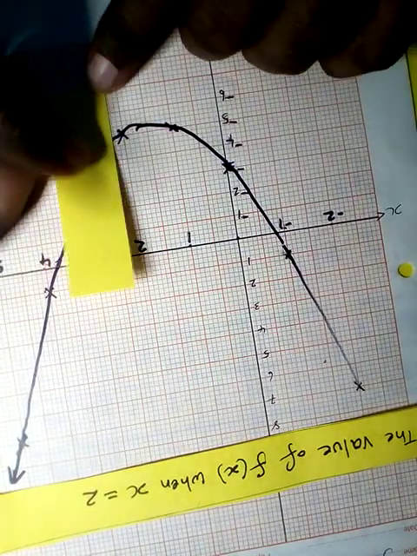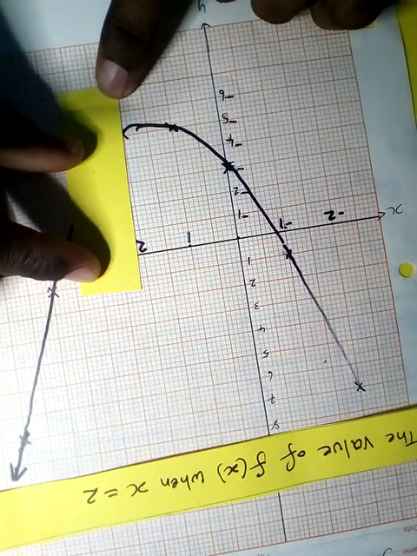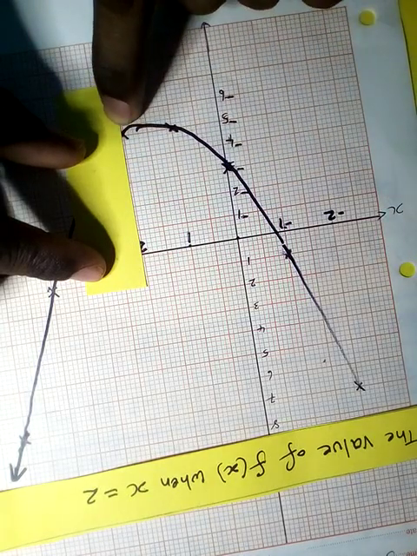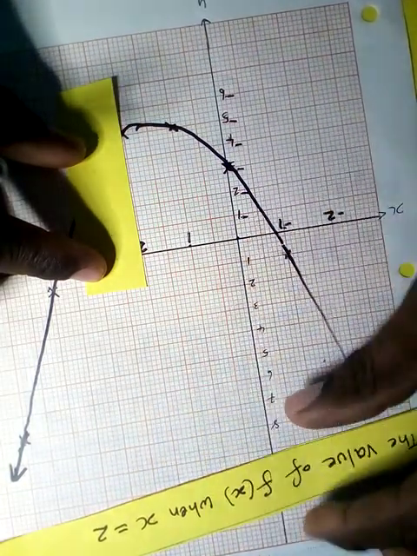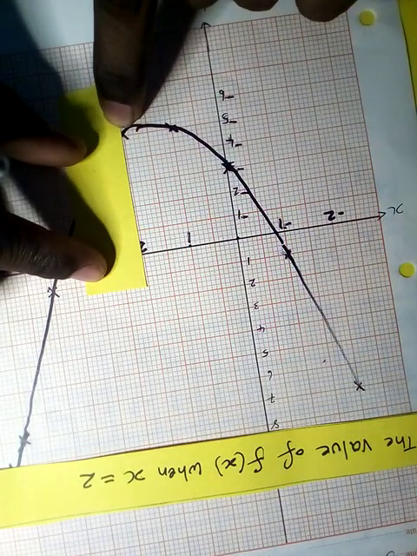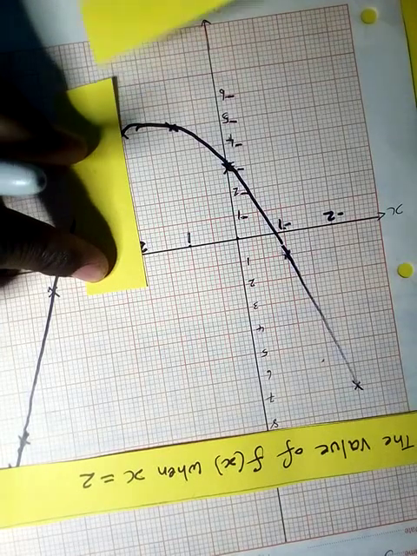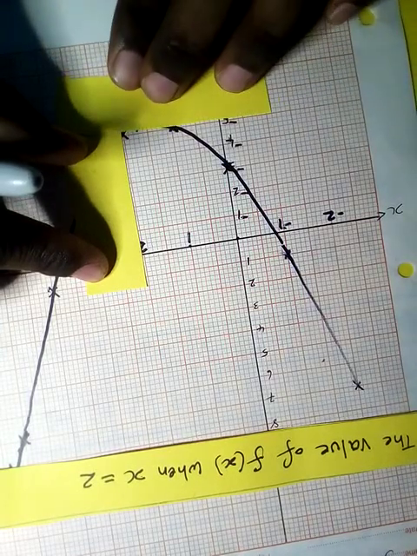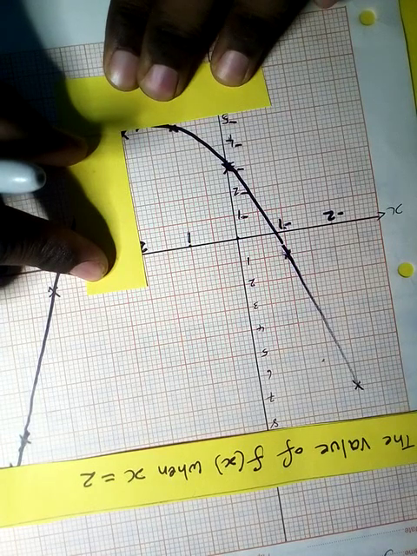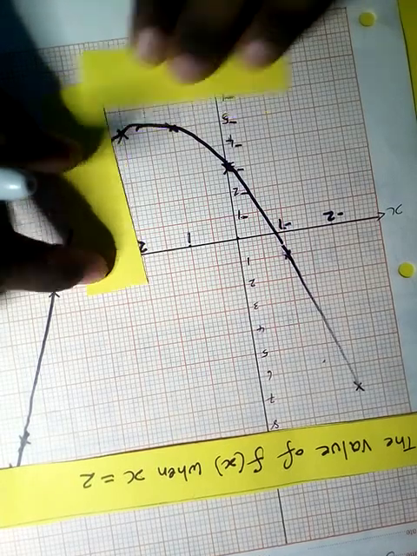And in this case, when x equal 2, if we draw a line to touch the graph, we wouldn't go this direction, because the graph is not in that direction. So we come this direction and it meets the graph here, and then we go horizontally and see which number on the y-axis it reaches. And in this instance, when x equal 2, f of x, y is 5.